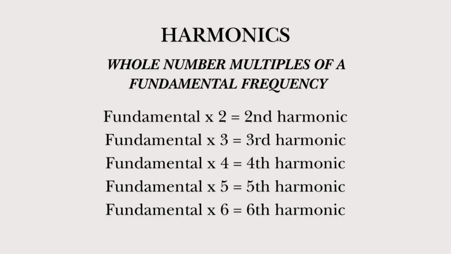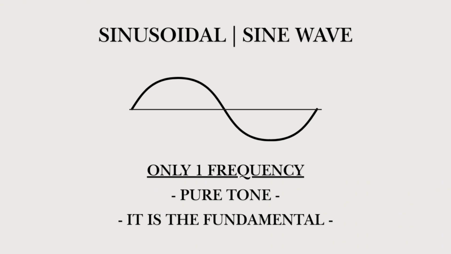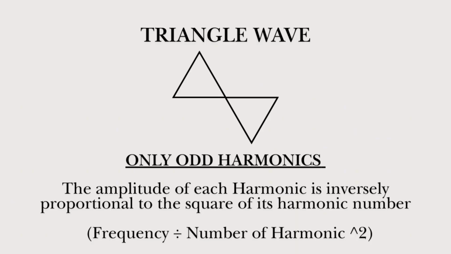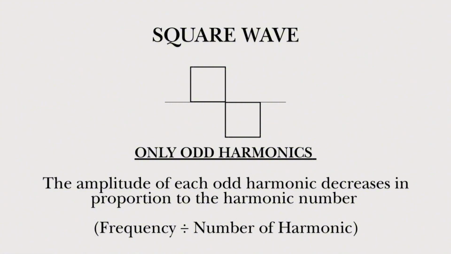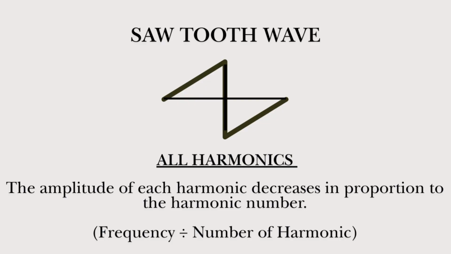Okay, so what is a harmonic? Harmonics are frequencies that are whole number multiples of a fundamental frequency. A sine wave is a pure tone or a single frequency. It's essentially the fundamental. A triangle wave consists of its fundamental frequency along with all of the odd harmonics above it. A square wave also consists of a fundamental frequency and the odd harmonics. The saw wave consists of the fundamental frequency and all the harmonics, both the even and the odd.